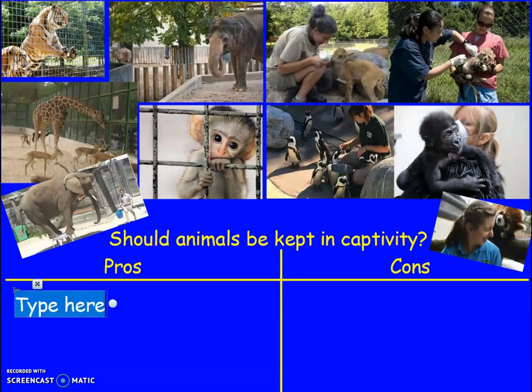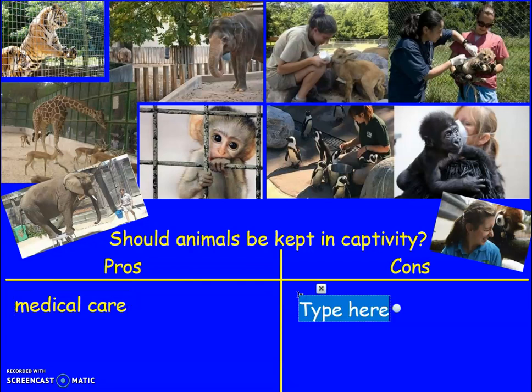So for example, a positive thing of keeping animals in captivity could be that they get medical care from qualified zookeepers. Okay, and that's going to keep them healthy. Another pro could be that they're well fed, they don't have to look for their own food. Okay. Cons could be, so something negative, something like they're kept in cages, okay? So they might not have enough space like they would in the wild. They'd have much more space to roam and explore.